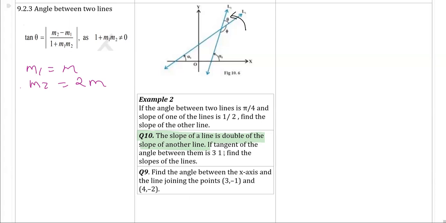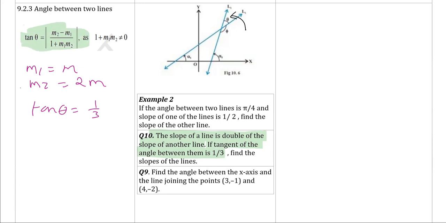so there is one printing mistake. This is 1 over 3. Right, continuing with this, it says if the slope of one line is double the slope of the other line, and if the tangent of the angle between them, that means tan theta, where theta is the angle between the two lines, is given as 1 over 3. We have to find the slope of these two lines. That means we have to get m1 and m2, and we can get it once we get the value of m. So for that, we are going to apply this formula here.